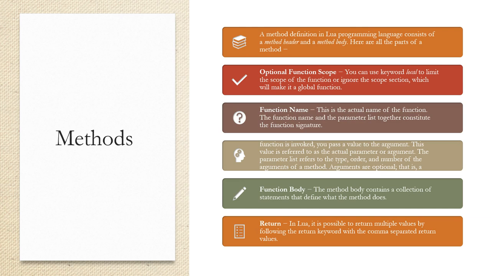Function body. The method body consists of a collection of statements that define what the method does. And of course, return. In Lua, it is possible to return multiple values by following the return keyword with comma separated return values.